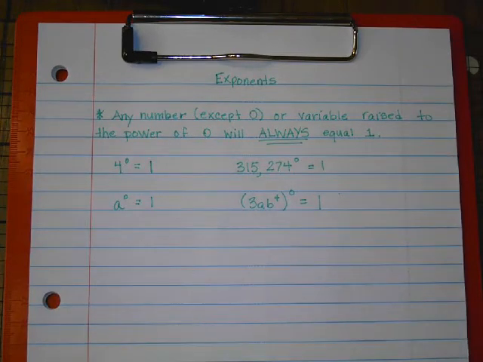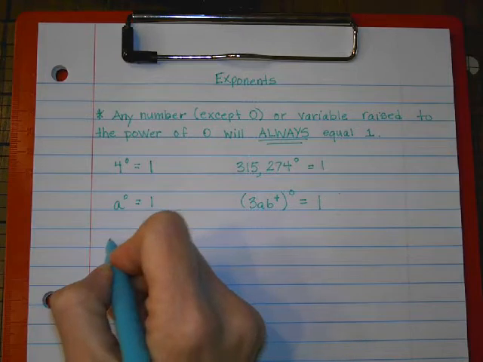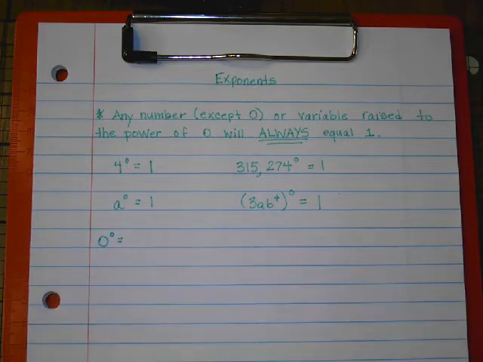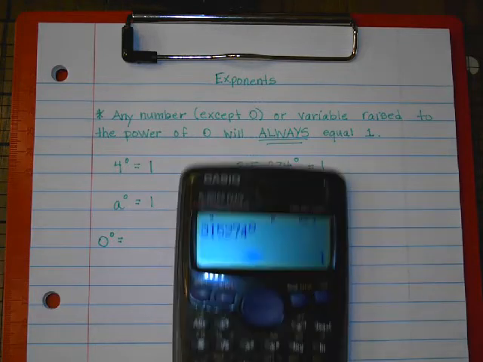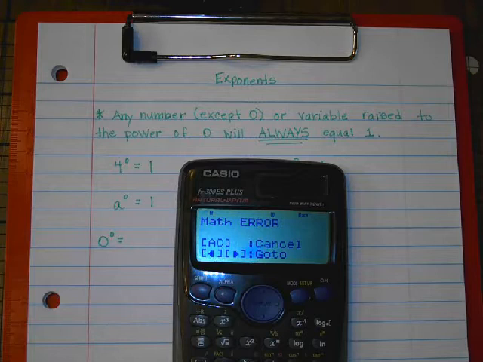All right, so let's go ahead and give that a try real quick. We're going to take out 0 and raise it to the 0 power. So remember I told you it works for everything except for the 0. So I'm going to go ahead and put this guy back on our screen. We're going to take ours, make it 0, and we're going to raise it to the 0 power. And look what we get. We get a math error.